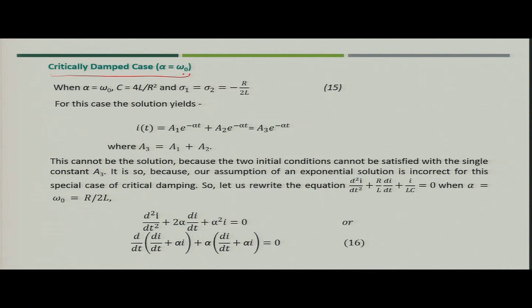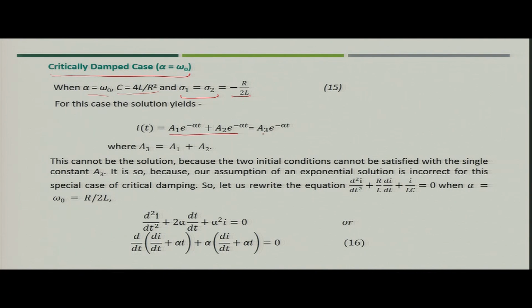Now, the second case is when the system is critically damped, which means alpha is equal to omega naught. So, what will happen in that case? Alpha equal to omega naught means C is equal to 4L by R square, or we can say sigma 1 equal to sigma 2 is equal to minus R by 2L. So, what will happen in that case?